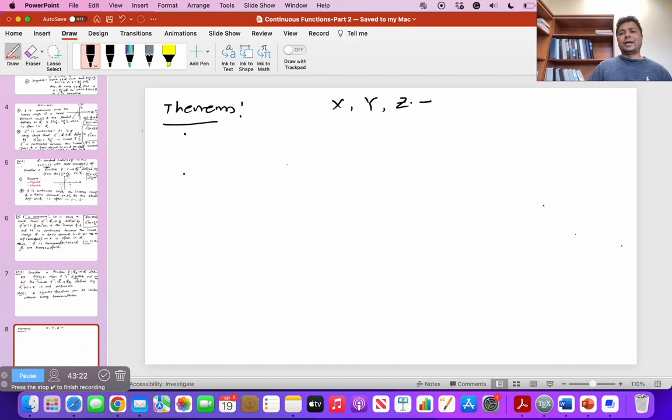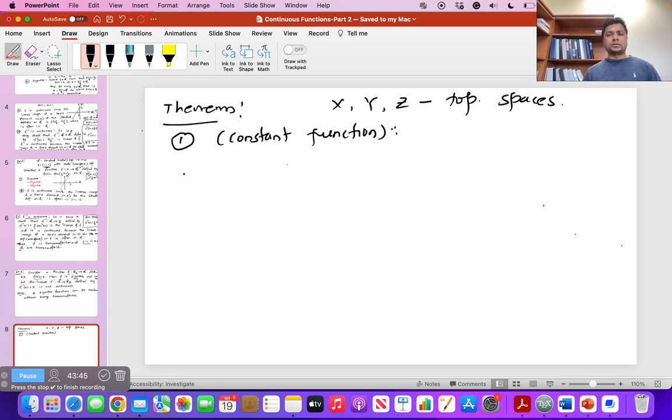Let's say X, Y, and Z are three topological spaces. Then the first type of continuous function: this theorem tells us that constant functions are always continuous. If you have a constant function between two topological spaces, then that function is always continuous.